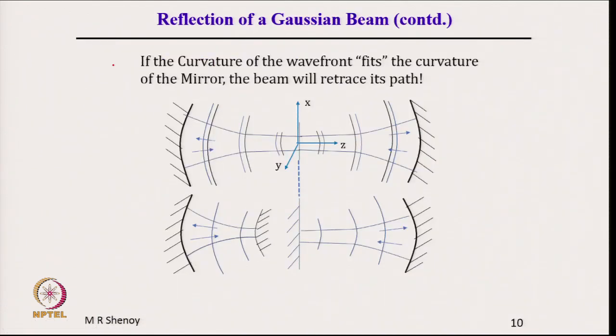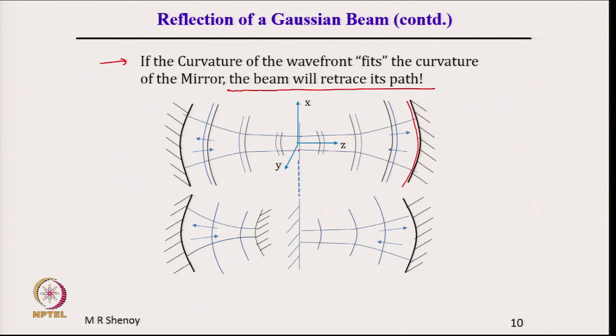So, see the conclusion: if the curvature of the wavefront fits the curvature, meaning the magnitude is equal, the incident beam has the same curvature as that of the mirror. So, it fits the radius of curvature, or it fits the mirror here, then the beam will retrace its path. So, a diverging beam will converge back, and therefore, it can go back and forth, back and forth.